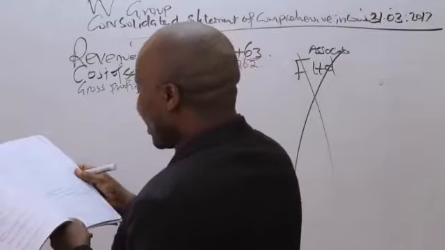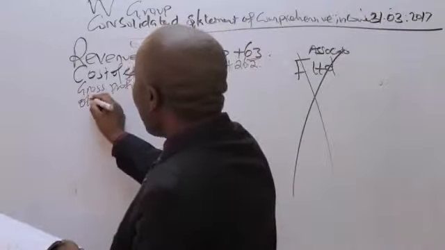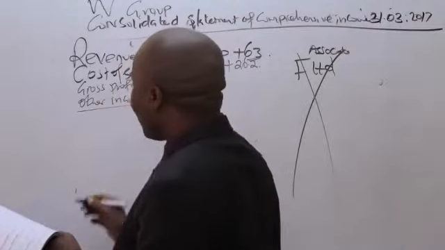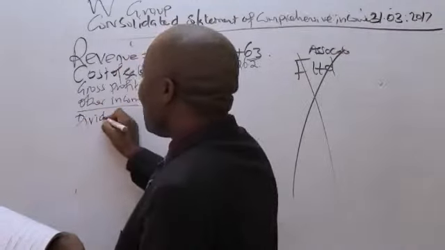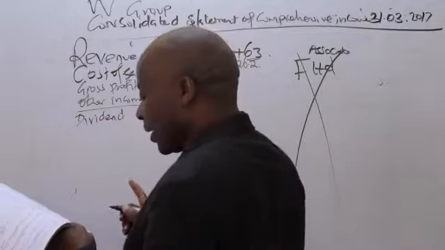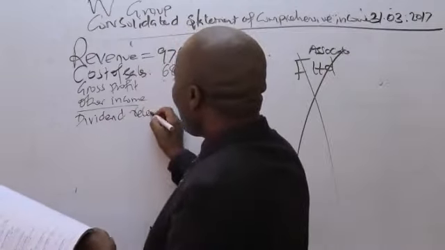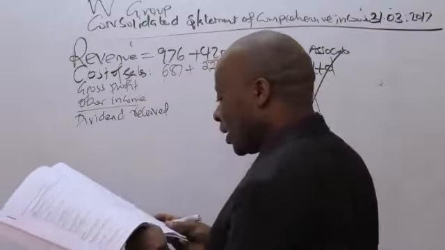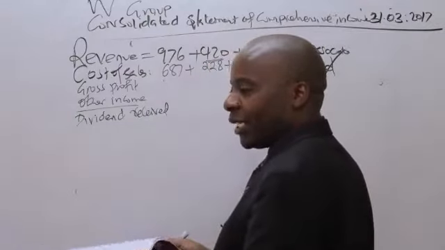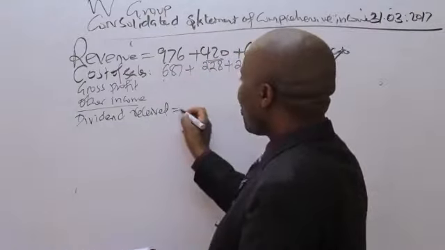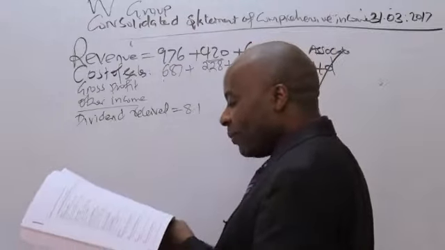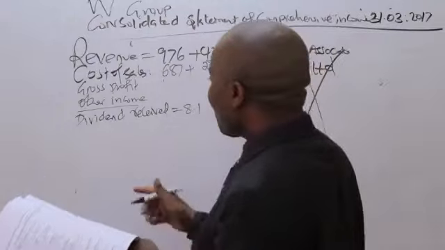So the next one is other income. If you look at the other income, I can see dividend received. So I'll just write dividend received, even without reading much. For dividend received, what do I have? I would want to consolidate. Dividend received is 8.1. After 8.1, I'll be able to get the operating expenses.